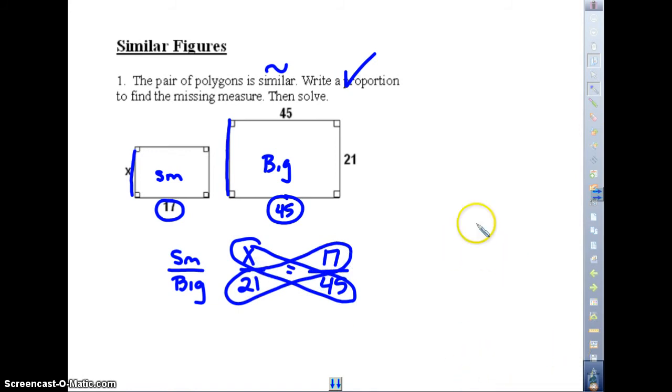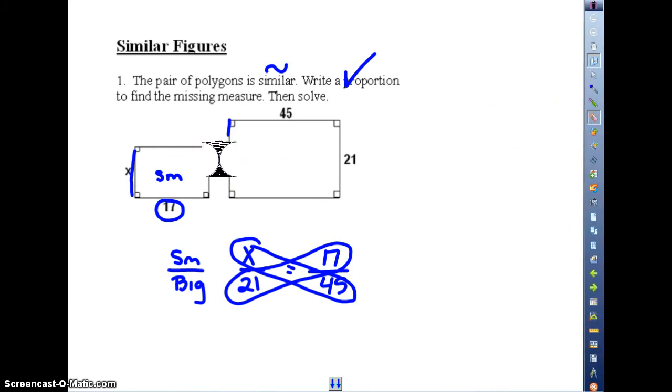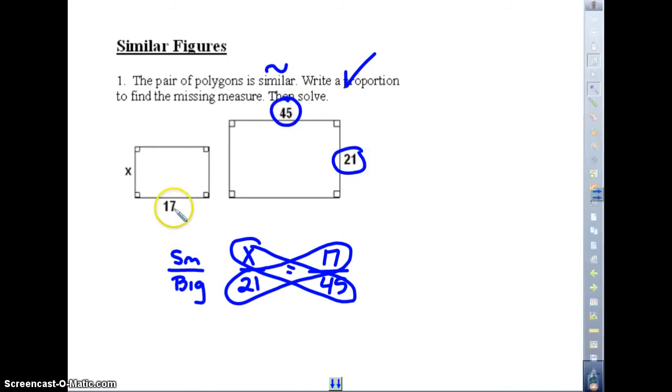All right, there is an answer bank. When you get an answer for x, check and make sure that it's correct. When I look at this, I know that 21 is smaller than 45. So my answer had better be smaller than what? Yeah, it better be smaller than 16. And 21 is about half of 45, so my answer is going to be about half of 17. Half of 16 is 8, half of 18 is 9, so it's going to be somewhere between 8 and 9 maybe.